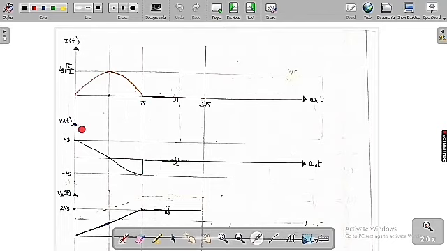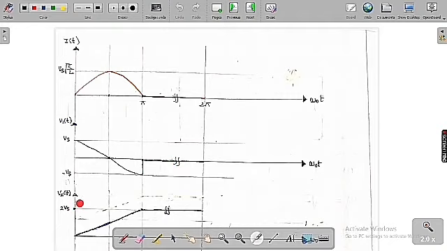And VL of t is Vs into cos omega naught t. This expression is also only for 0 less than or equal to t less than or equal to pi by omega naught. So at omega naught t equal to 0 we get Vs, and at pi we get minus Vs. After that it is always 0, irrespective of the time.